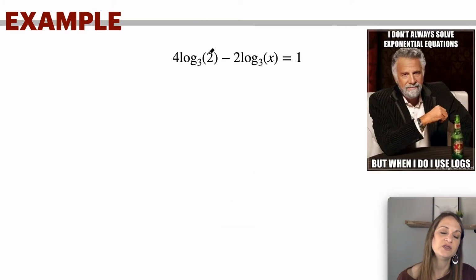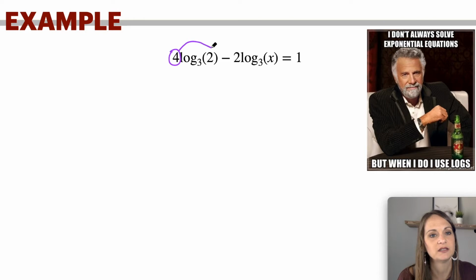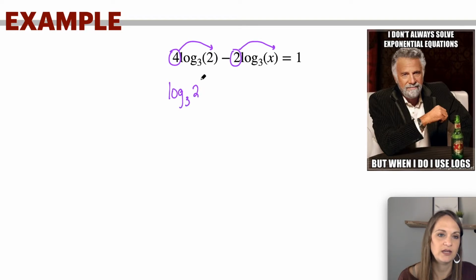Now here we're going to have to use our properties first to make it one log. So first I have a number in front. I need to make that back as an exponent. I have a number in front. That's going to have to be an exponent. So I have log base 3 of 2 to the 4th minus log base 3 of x squared equals 1.